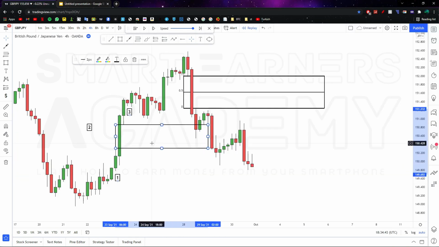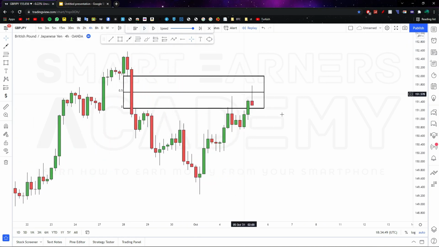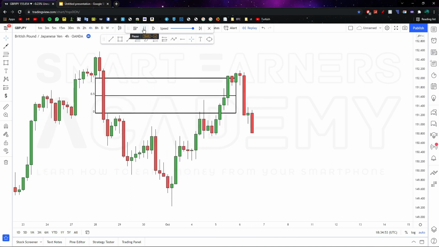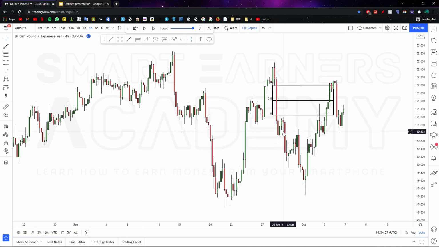Now we don't need to worry about this imbalance. And now we can just go over this one. There we go, the 1 has been filled. Now the 0.5 is being filled, and now the 0 has been filled. So that's all there is to imbalance.